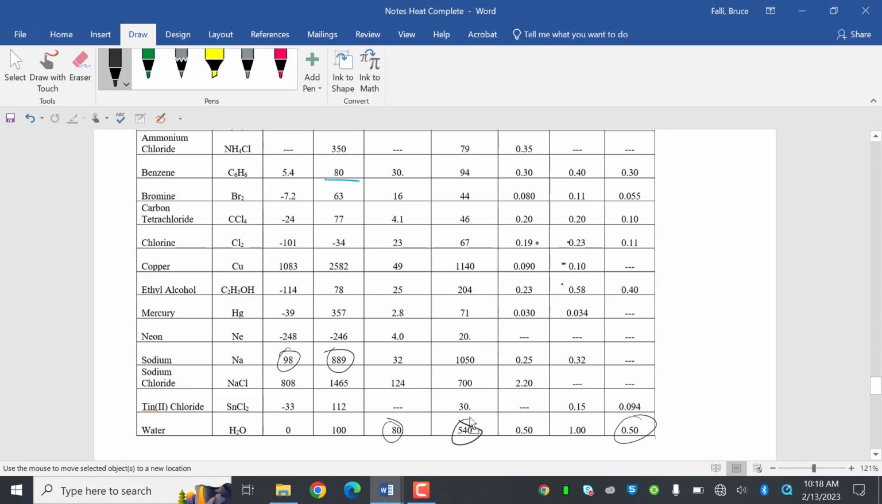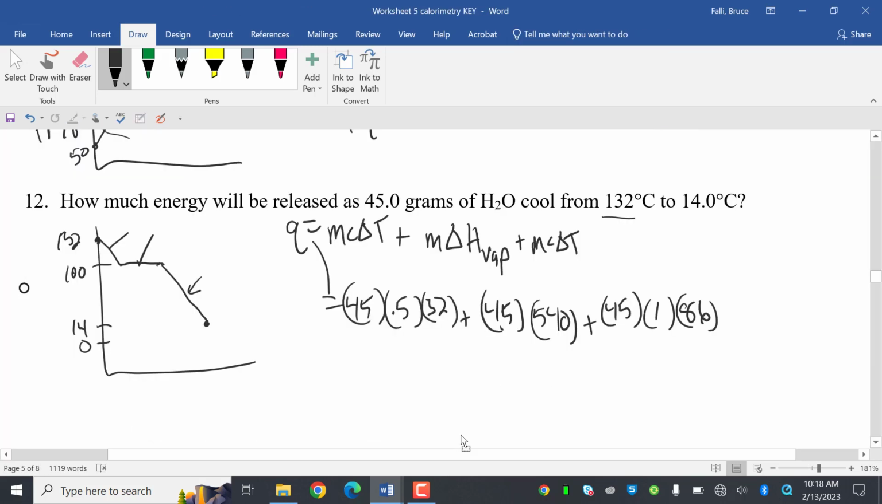Heat of vaporization is 540. Specific heat of liquid water is 1. Calculators assemble. Told you needed it. 45 times 0.5 times 32. Enter. Plus quantity 45 times 540. Whoops. Close. Plus quantity 45 times 1 times 86.